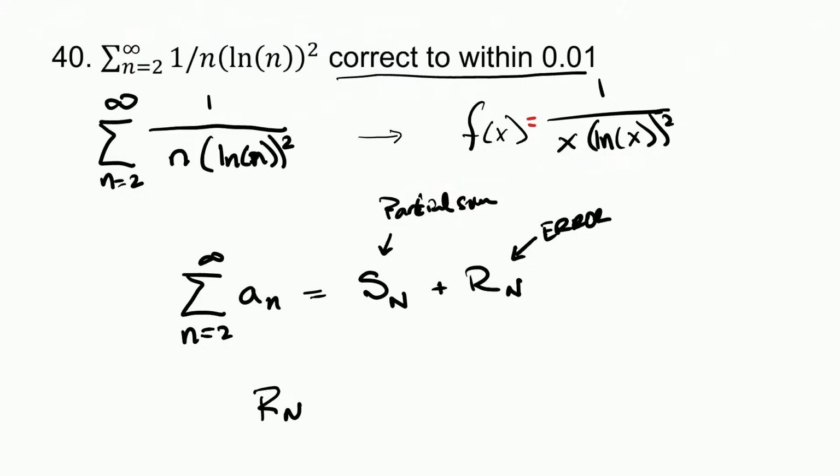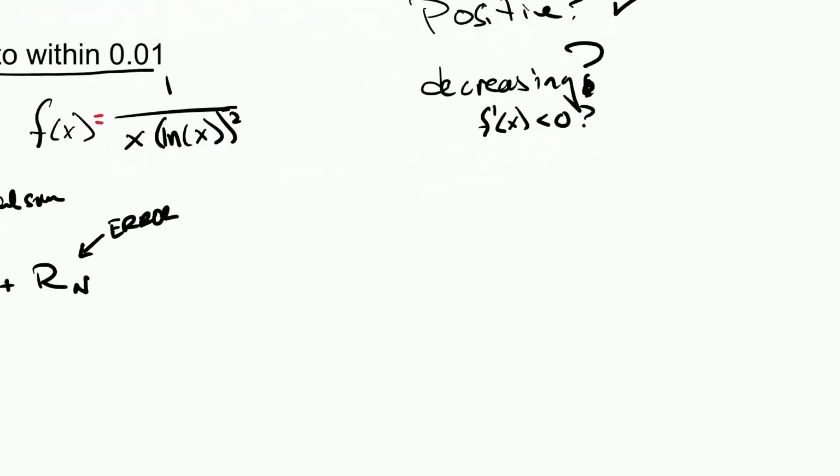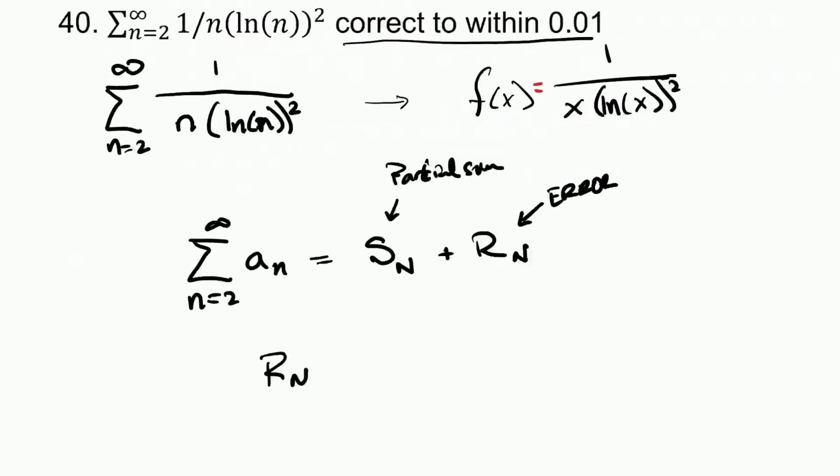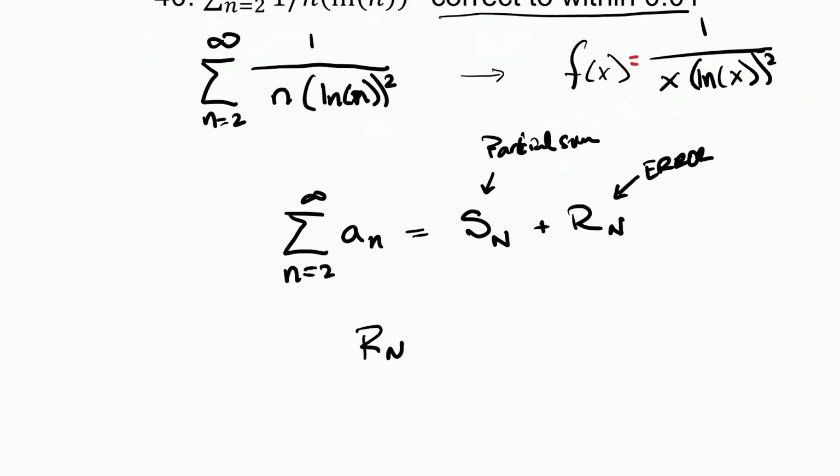That is always, when you can use the integral test, this only works when this is true. So as long as those are both true, then you can say that the remainder will be less than or equal to the integral, starting at n and going to infinity of the function.